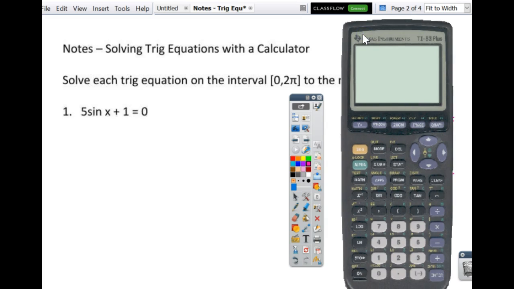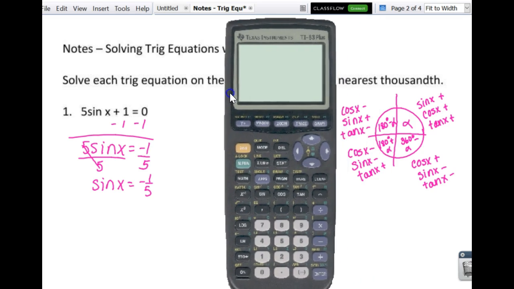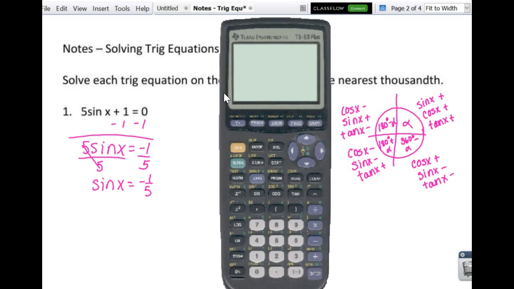Okay, so the first thing before we start is this. Right here, I want to solve. So I'm going to subtract 1 and divide by 5. So the sine of x is negative 1/5. So I'm going to get 2 answers because I want, where is the sine negative? So the sine is negative here and here, correct?